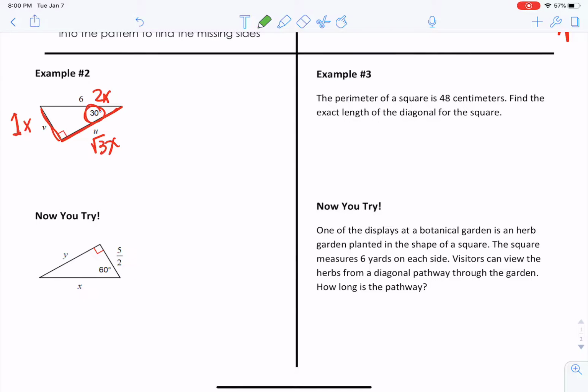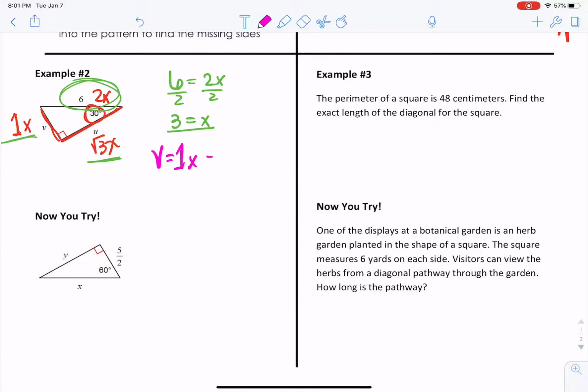So this is 2 variables. This is 2 variables. This is 2 variables. This only has 1 variable. So I can set up that 6 equals 2x, divide by 2, x is 3. Okay, that was pretty easy. So then we look at v. v equals 1x, which is 3. Here's 1x right here. So x is 3, or v is 3.